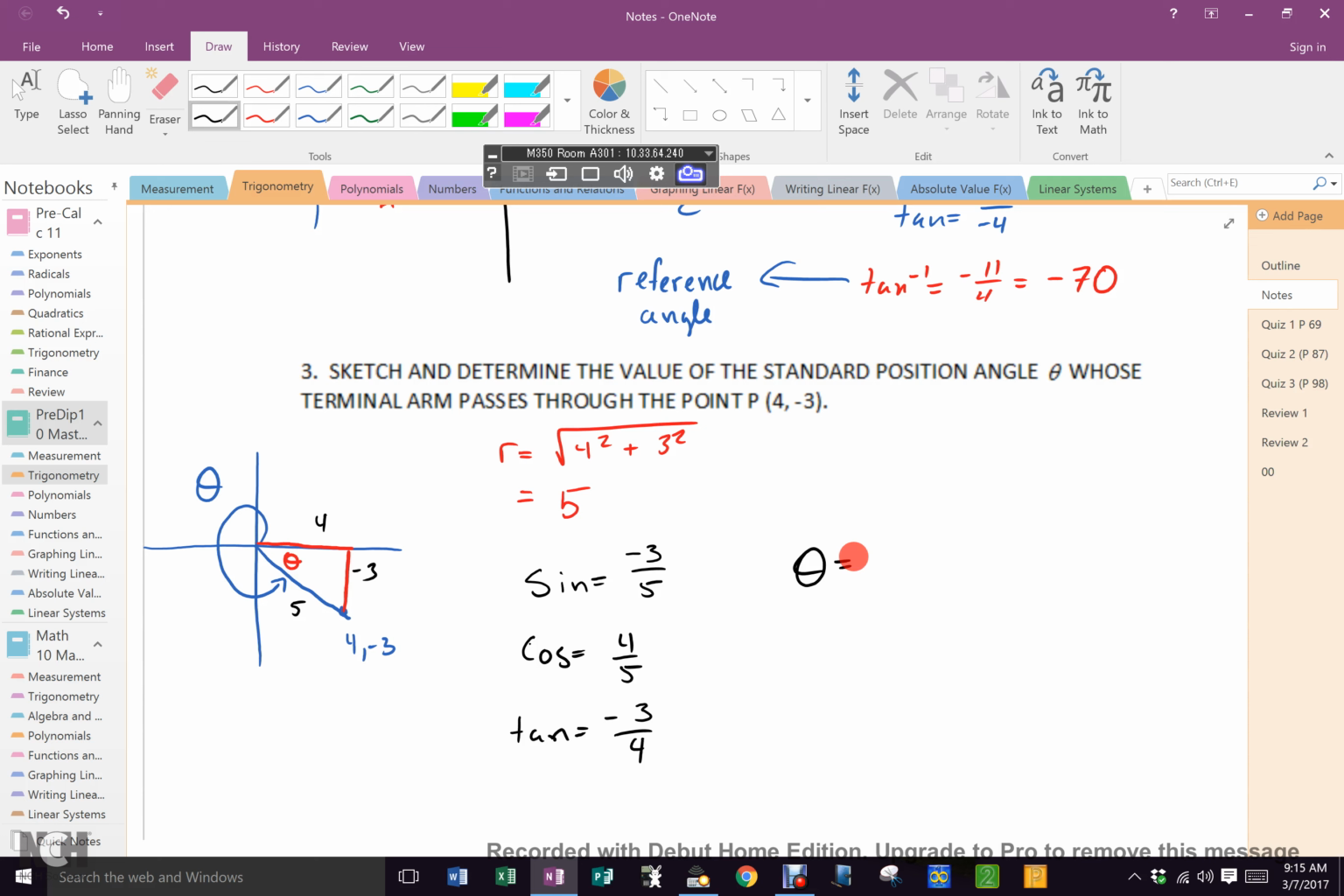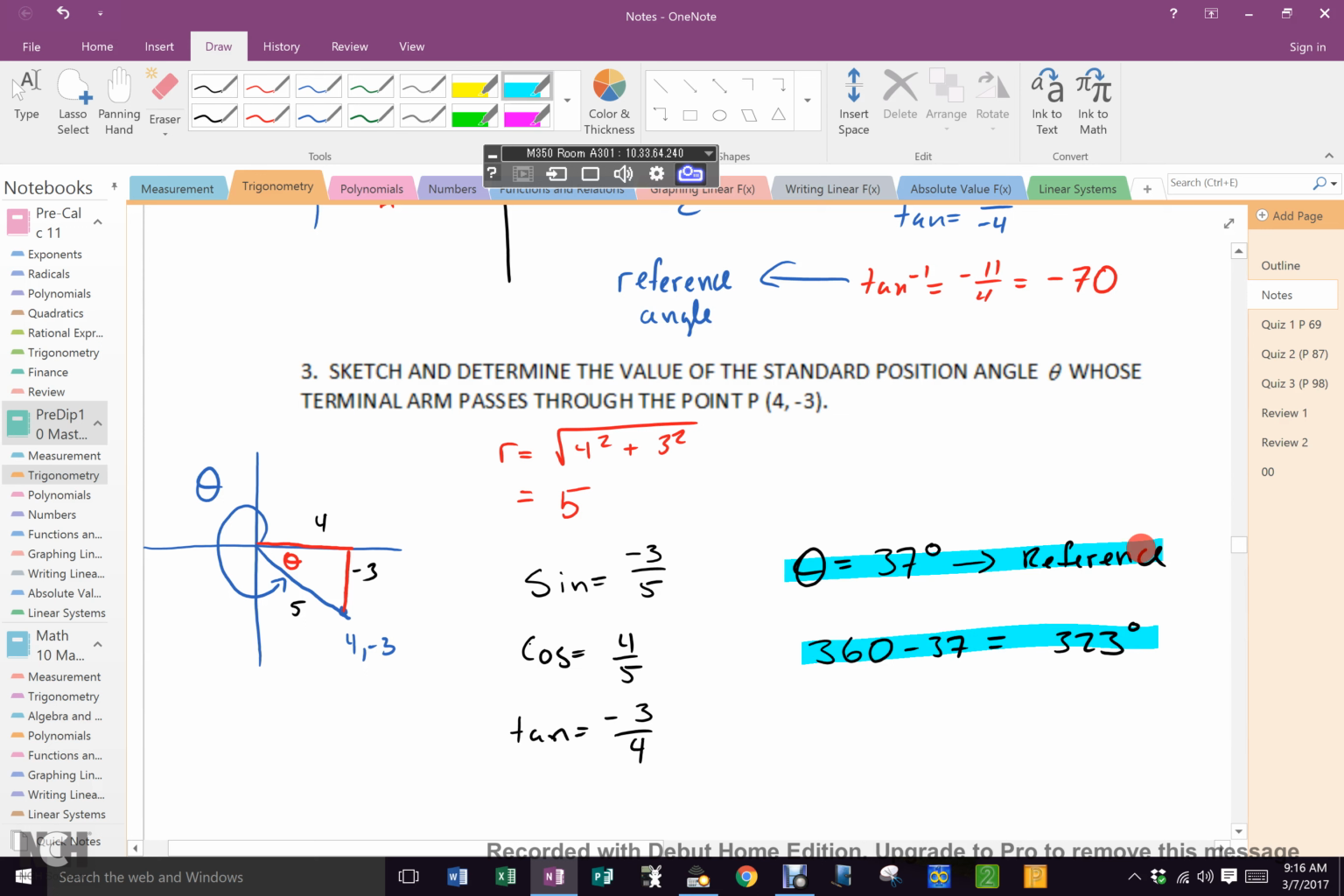What was theta? Right? But it's not. That's theta of what? That's theta of our reference. So what's theta really? 360 minus 37, yes? To get 323. Can everybody do that and understand why it is 323?